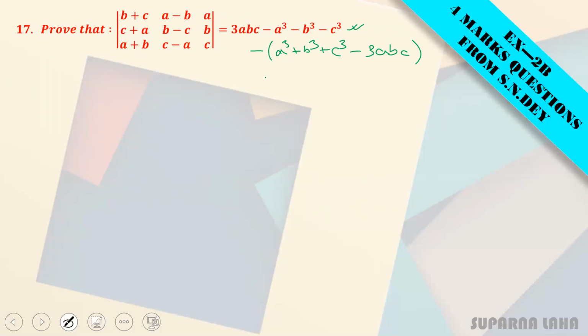Now, what is the formula? The formula of this one is A plus B plus C into A square plus B square plus C square minus AB minus BC minus CA. Right? So A plus B plus C is one of the factors of this term. Since we know the formula, that means we need this factor A plus B plus C. Now look here. B plus C is there. A is there. Now if we add them, what do we get? A plus B plus C.